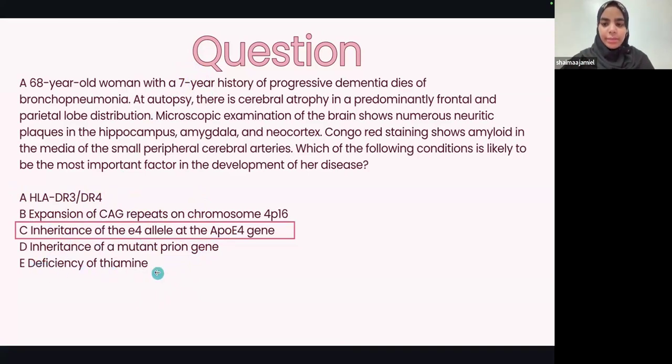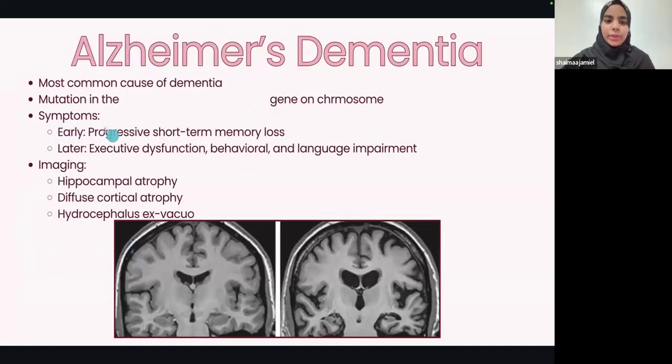Okay, and deficiency of thiamine, what would that give you? Wernicke, yes, Wernicke-Korsakoff. Wernicke's encephalopathy. And usually that's with chronic alcoholism or maybe someone with anorexia. Okay, so Alzheimer's disease is the most common cause of dementia. It's a mutation in which gene and on which chromosome? Yes, APP gene on chromosome 21.